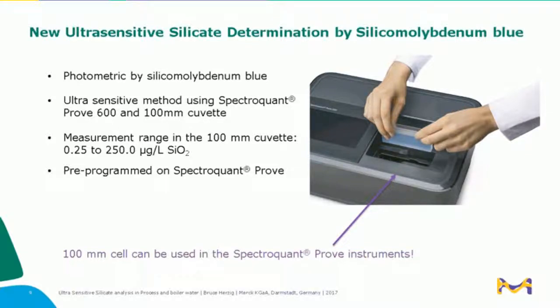In the case of silicate in boiler and process water, we need to avoid the deposits of silicate, and to do that, we can't allow the silicate concentrations to exceed 20 micrograms per liter of silicate. Depending on operating conditions, some processors may want the silicate level to be even lower, such as 10 micrograms per liter or less. And with this new ultrasensitive method, we can achieve those levels.